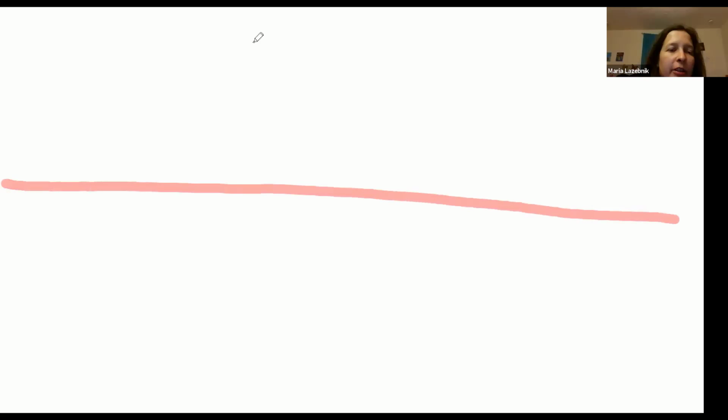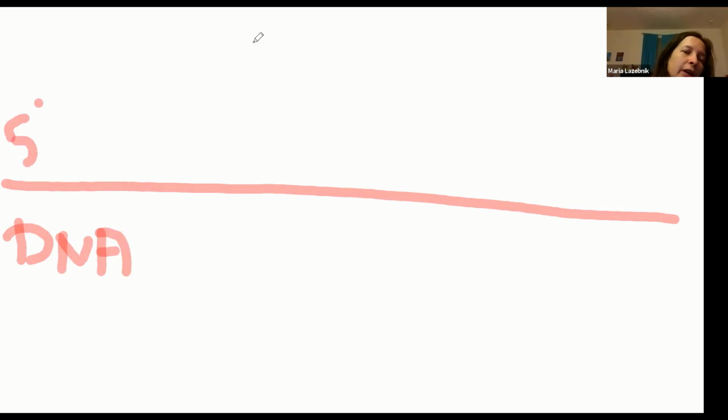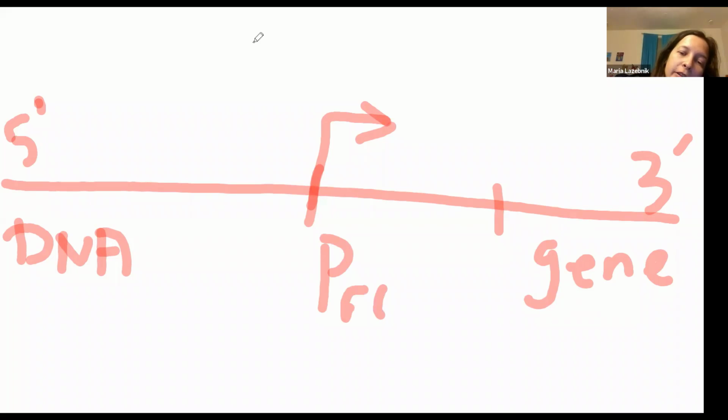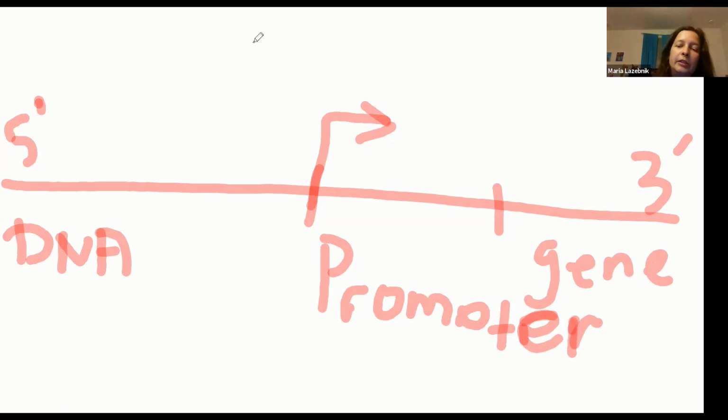And continuing, let's draw this really fast. So here we have our DNA, 5 prime to 3 prime. And here's our gene. Next to it is our promoter sequence, which we draw with this arrow because that's just a custom in molecular biology, and it tells you that the gene is being transcribed. Okay, so this is our proximal promoter, 1,000 base pairs.